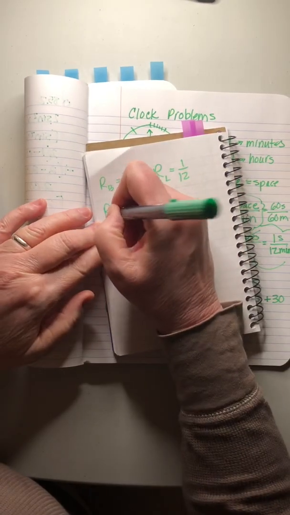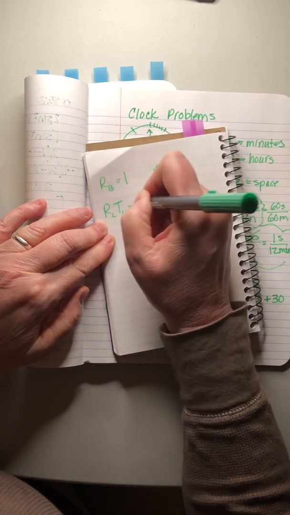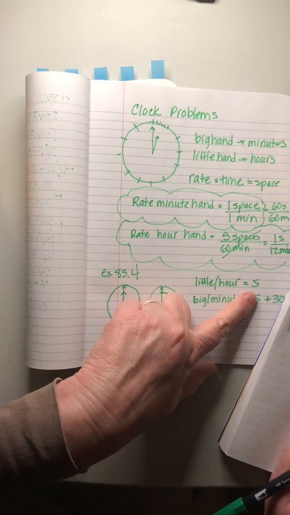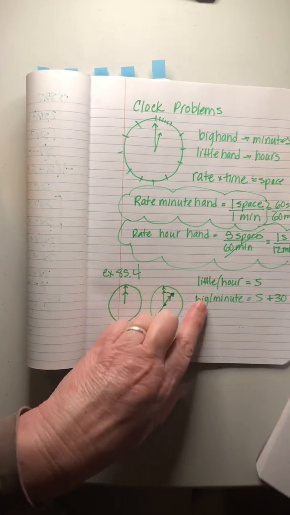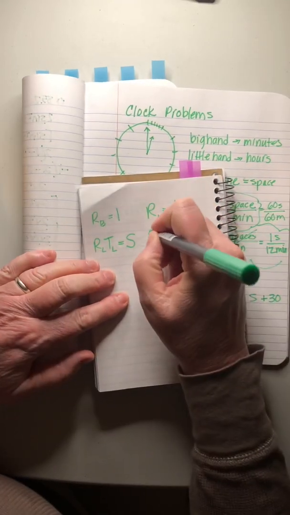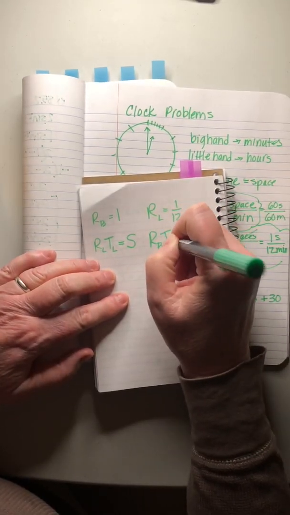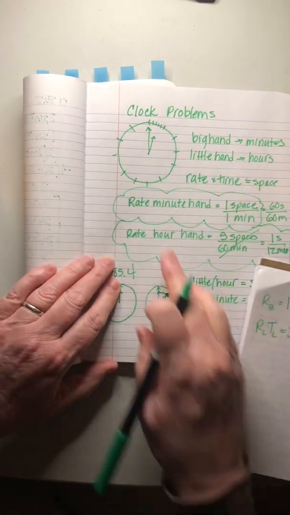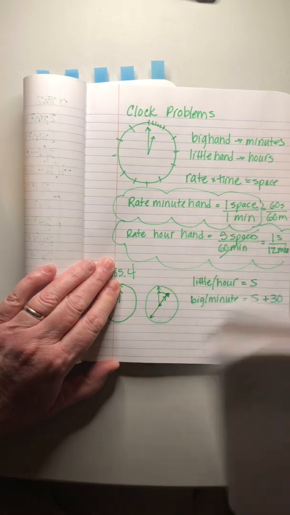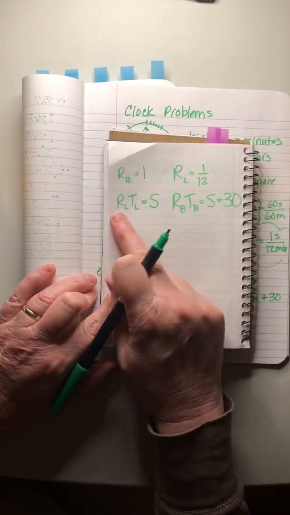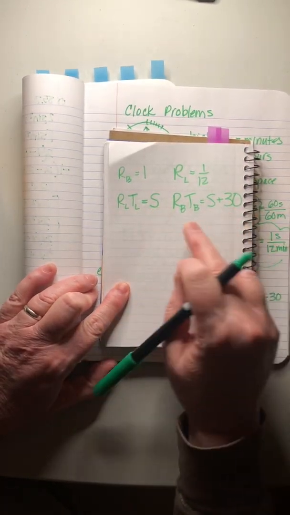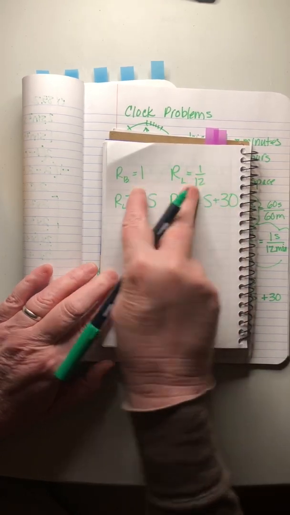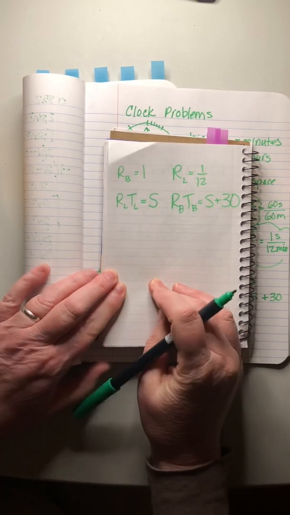The rate of the little hand times the time of the little hand is going to be a certain number of spaces, right? We said the little hand has to move S spaces, but the big one, the rate of the big hand times the time of the big hand, has to equal S plus 30, right? We said that rate times time equals spaces. So there we have our rate times time. We want the little hand to move S spaces, and then we want the big hand to move that same number plus 30 more. This tells us the rates that they travel.